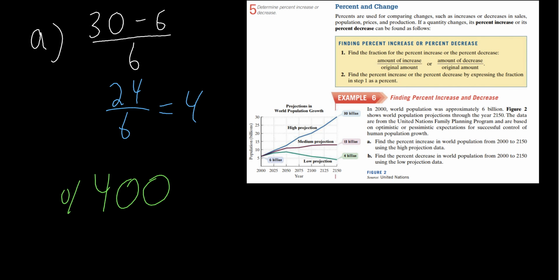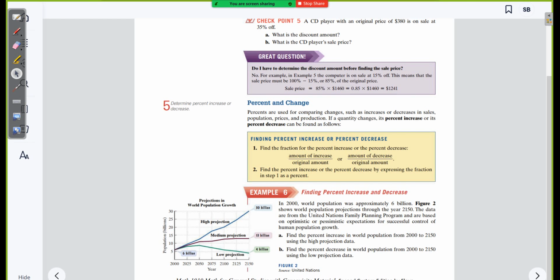Whoa, 400%. That is the projection from 2000 to 2150 according to the high projection. Now it looks like we're using the low projection here, so give me a second.